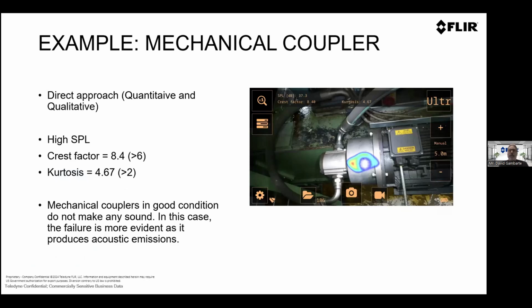This is a bit more complex analysis. So we have a mechanical coupler here. As you can see, the fault is found in the coupler area. And this is also a direct approach. The high SPL shown here is 37.3, as you can see in the upper left side of the screen, and the crest factor is slightly over 6, and kurtosis is over 2. So mechanical couplers in good condition do not make any sound. In this case, the failure is more evident as it produces acoustic emissions. So this is a very clear case, and this might be a very valuable use for the cameras.